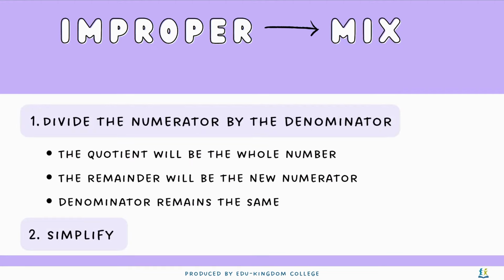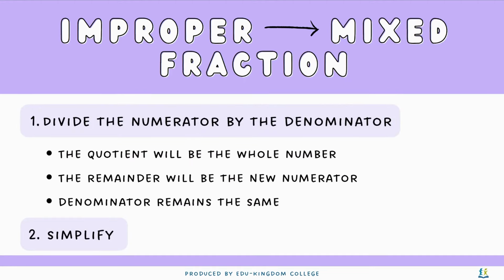Turning improper fractions into mixed fractions has simple steps we need to follow. All we have to do is divide the numerator by the denominator. The quotient is going to be the whole number, the remainder is going to be the new numerator, and the denominator remains the same. Then we just have to simplify the proper fraction.